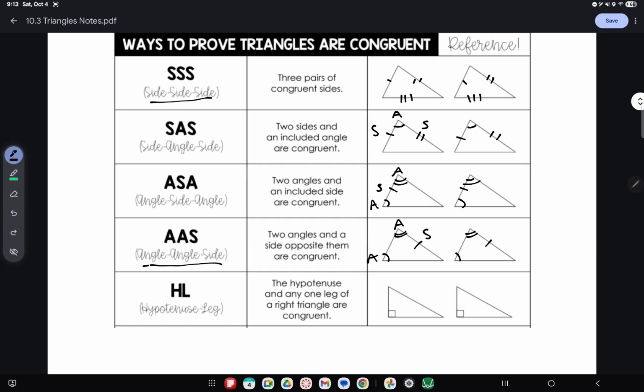Or something called hypotenuse leg. So the hypotenuse is always across from the right angle. Always, always. Shorten that with H for hypotenuse. It does not matter that I just capitalized one and didn't capitalize the other. It would be the same. So the hypotenuse and any one of the legs, which is any of the other two sides of a right triangle, are congruent. So it could say that this side matches up with this side and that the hypotenuse is the same. All right.